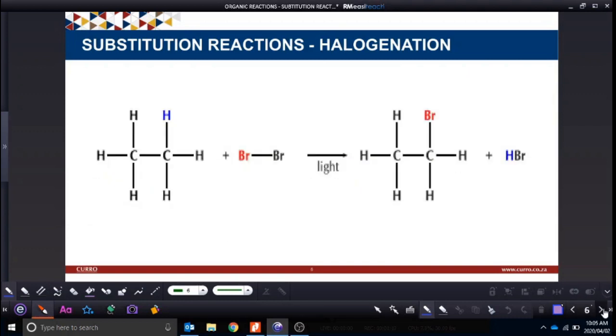Let's look at an example. So we have ethane that bonds with a halogen. The hydrogen and the bromine are going to swap places in sunlight, and then we will find our new compounds, and there you can see the two swapped places. So now we have bromoethane, or 1-bromoethane, and we have hydrogen bromide and not bromine.